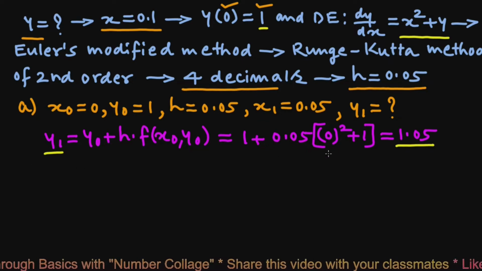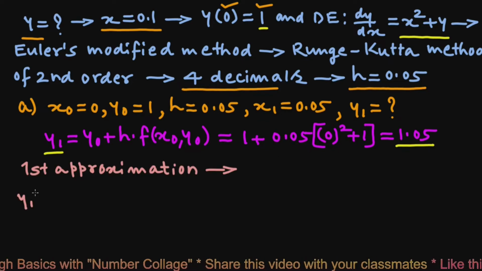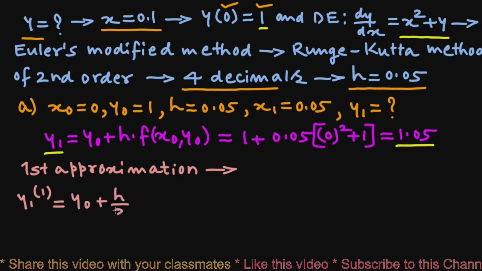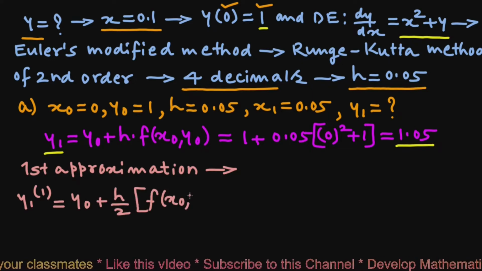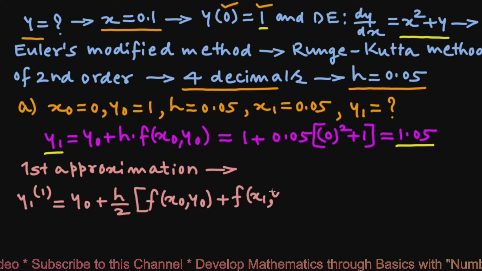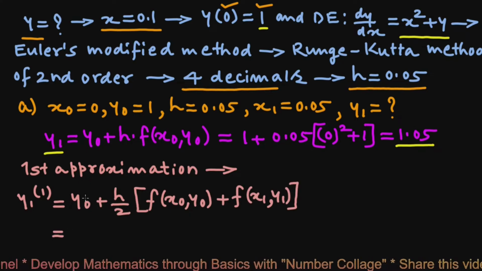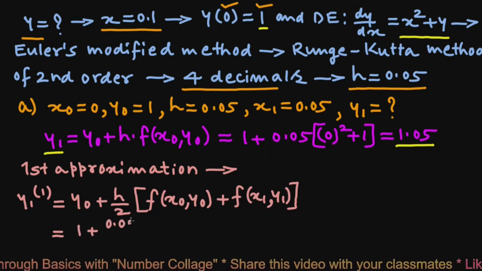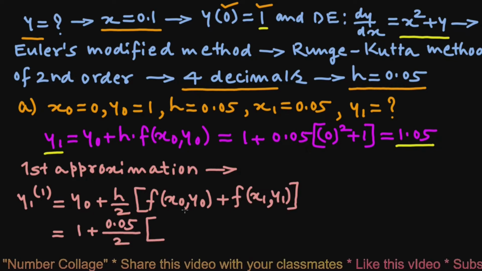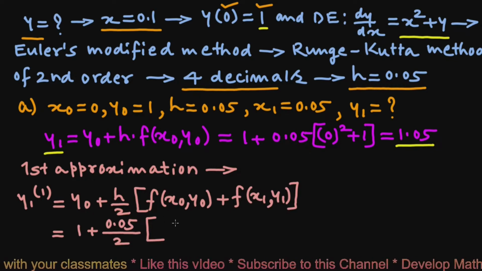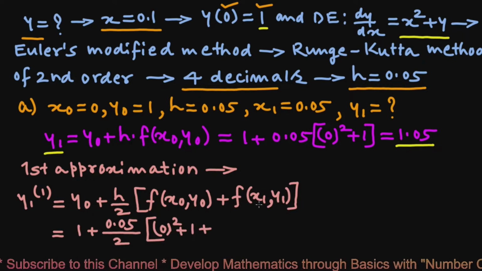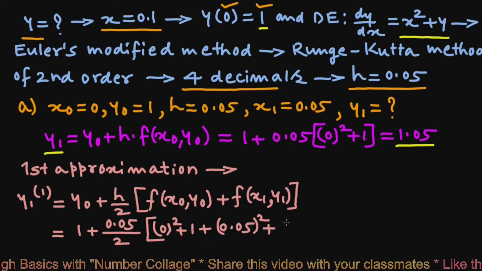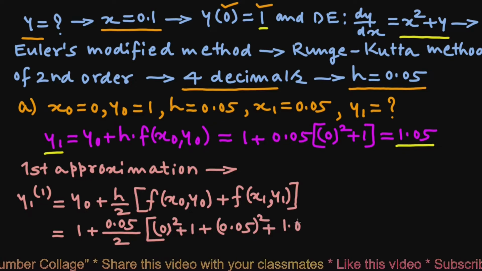Accordingly, the first approximation will be y1^(1) equals y0 plus h by 2 times [f(x0, y0) plus f(x1, y1)], that is y0 which is 1, plus h which is 0.05 upon 2, times [f(x0, y0), which is 0 square plus 1, plus f(x1, y1), which will be 0.05 whole square plus y1 which is 1.05].